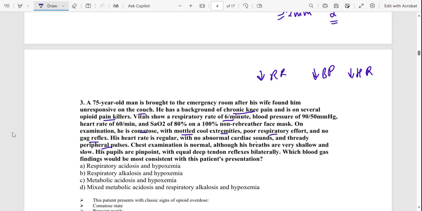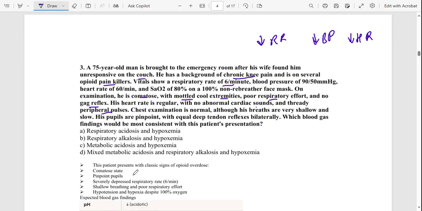So when you look at the features that have been presented here, the patient initially was taken, remember, his wife found him unresponsive on the couch. He has a background of chronic knee pain and is on several opioids. So these features: comatose, pinpoint pupils, severely depressed respiratory rate, shallow breathing, even hypotension and hypoxia. How did we tell this hypoxia? You can see the oxygen saturation is low even on face mask. So these are features of opioid overdose, right?